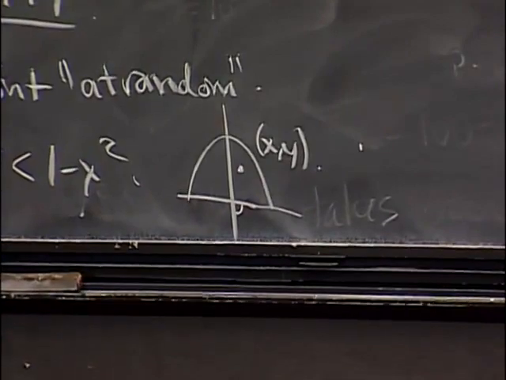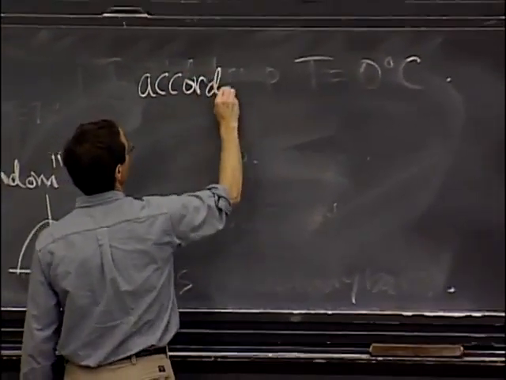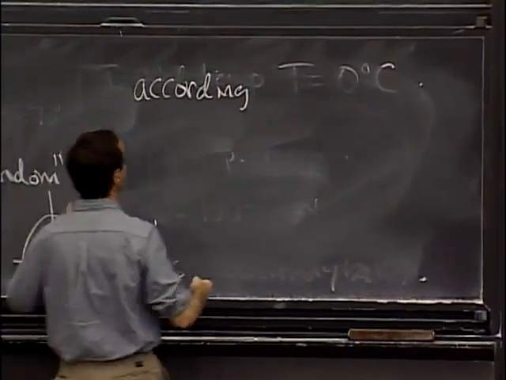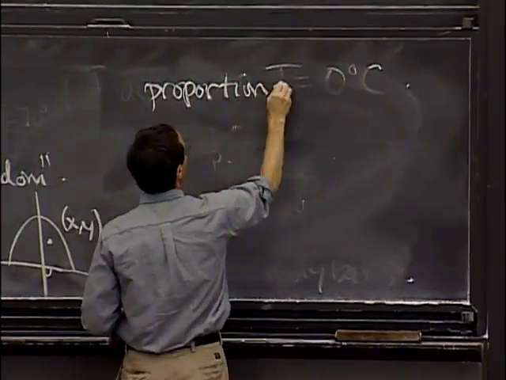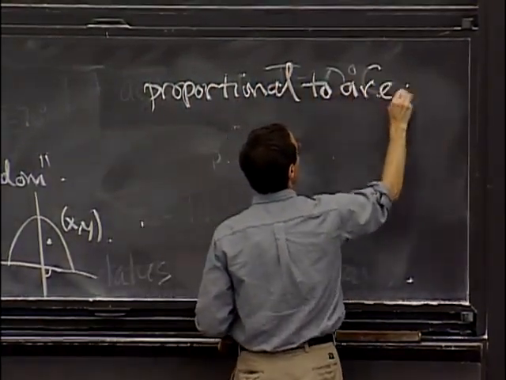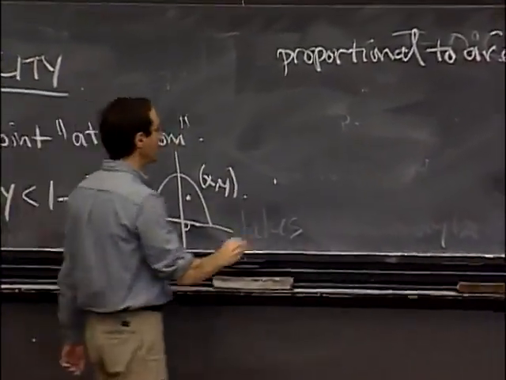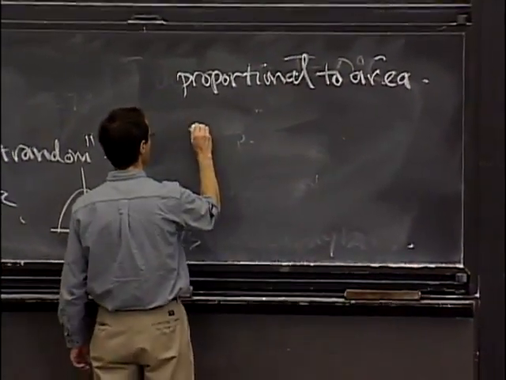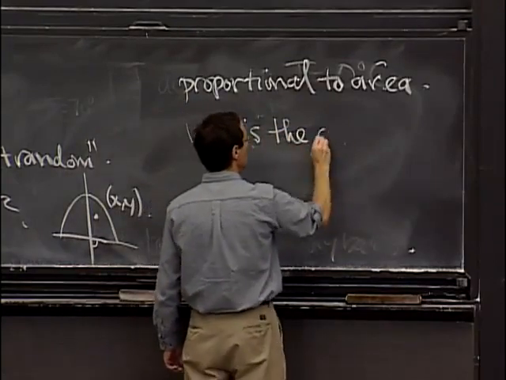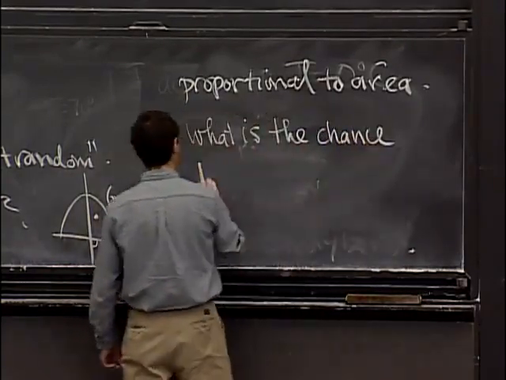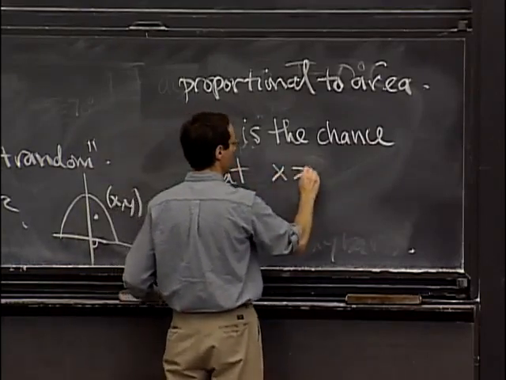And then I need to tell you according to what this random really means. This is proportional to area, if you like. Proportional to area. So area inside of this section. And then the question that we're going to answer right now is, what is the chance, or it's usually called probability, that x is bigger than a half.